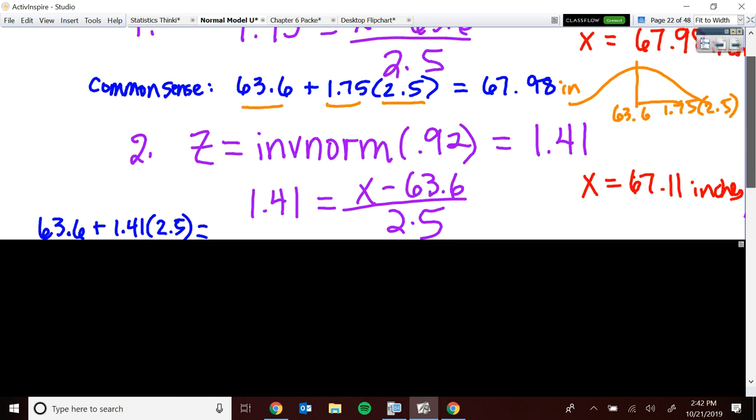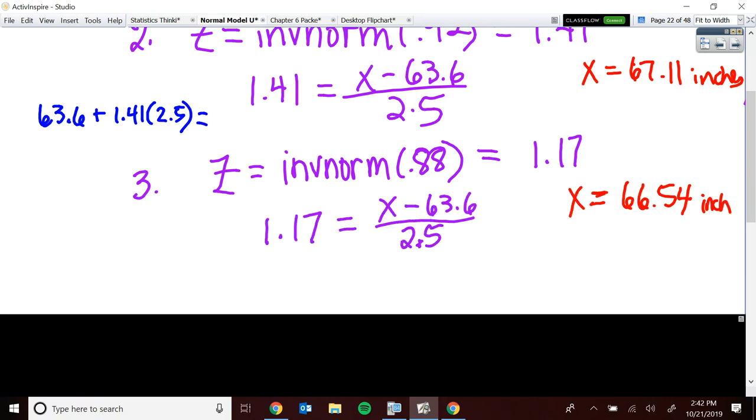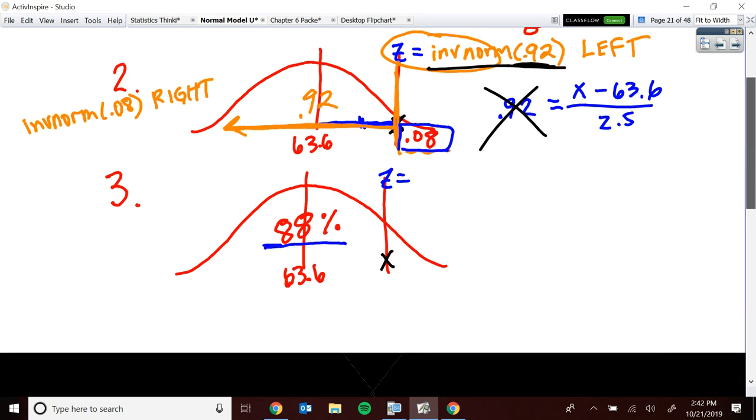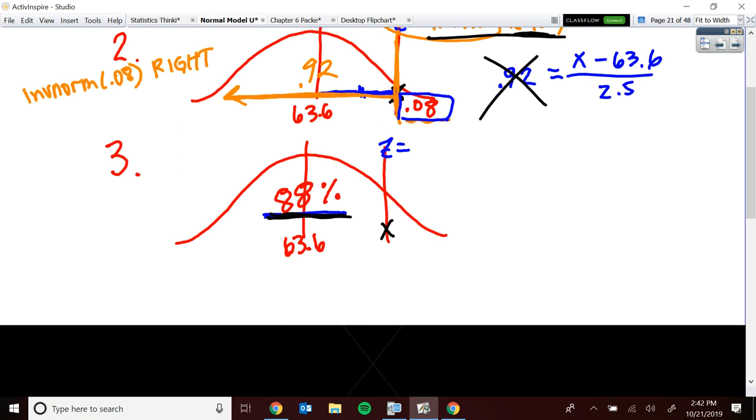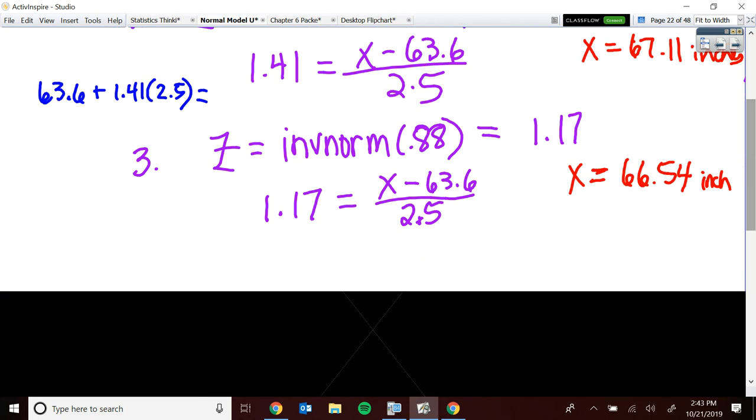Okay, and finally, the last clue was 88th percentile. Tell me about 88th percentile. That is the what? Top or bottom? That's the bottom. So since 88th percentile is indeed this bottom area, then we can just do inverse norm of 0.88. And that will give us the z-score at that spot of 1.17. So when we come on over here, we can then solve it and get our height of 66.54 inches.